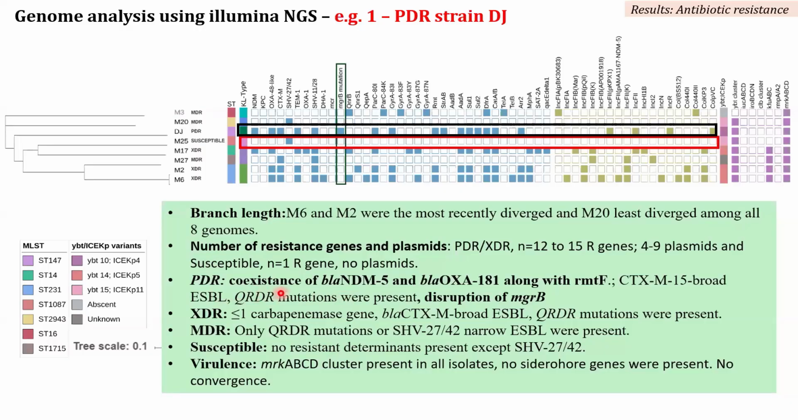Another finding was that we found both carbapenemases in the same isolate. We found NDM5 and OXA181, both of them present. We also found the fluoroquinolone mutations. We also found the MGRB disruption, and this was enough for us to decide, okay, now come on, let us send this isolate for Oxford Nanopore sequencing.